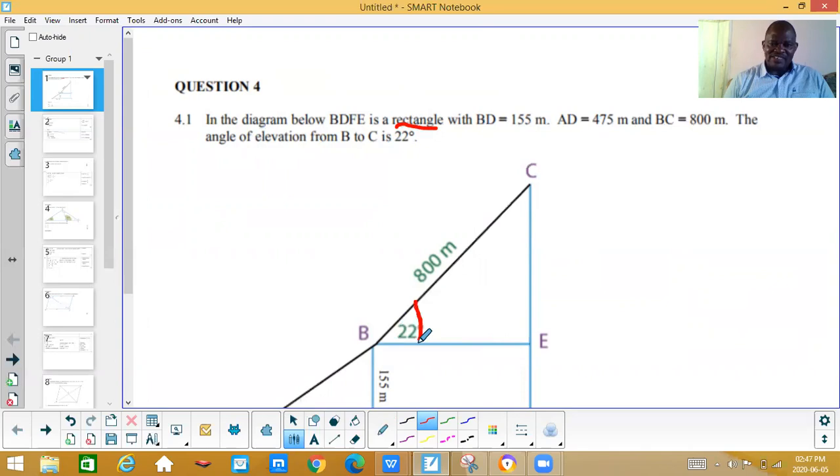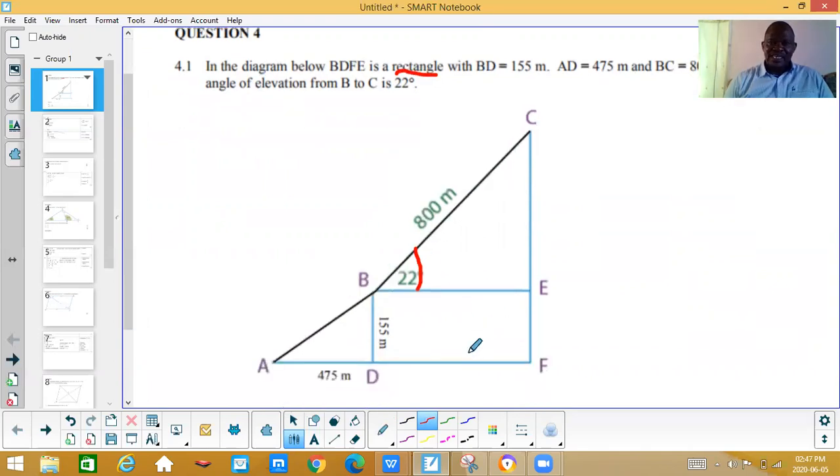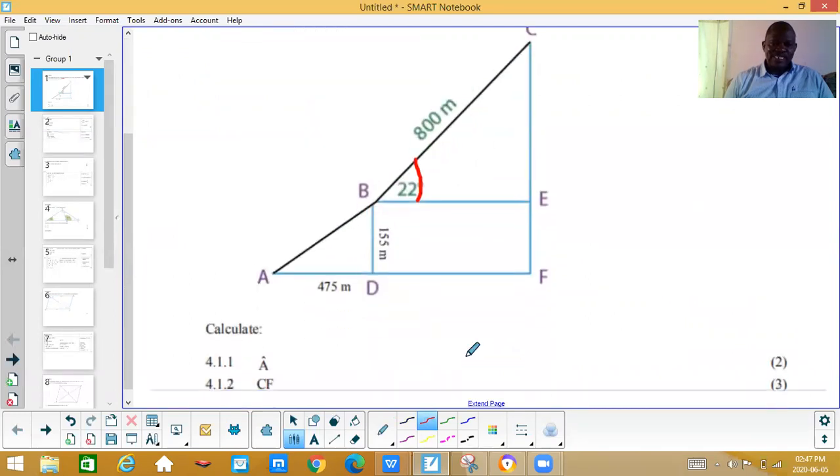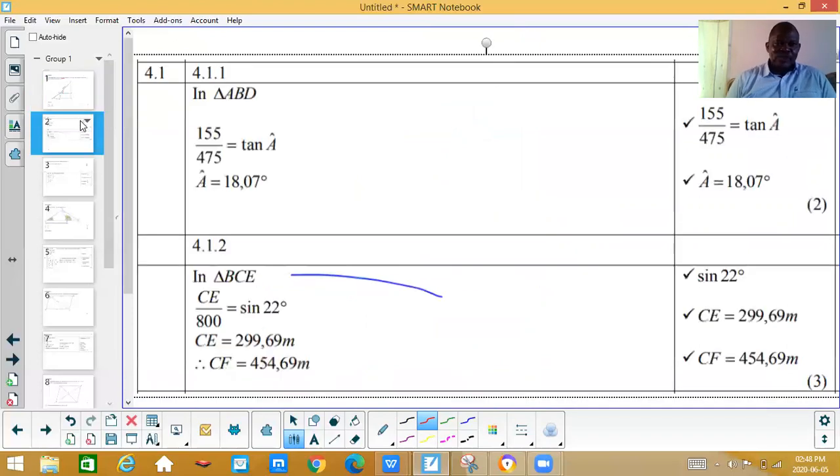This is the angle of elevation, 22. Now, the question reads, calculate angle A. You are supposed to find this angle here. In the process of calculating angle A, you are given AD and BD. From what you are given, let us look at the triangle.